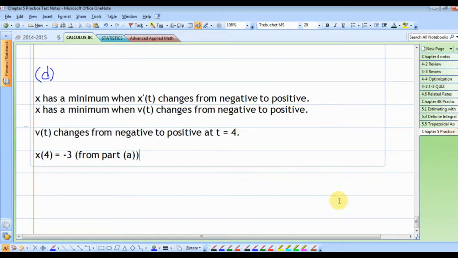That's it. All right, did we find the coordinate of the relative minimum? Yeah, we did. What's the coordinate? 4, -3. Did we explain why it's a minimum? Yeah, it changes from negative to positive. Because v is changing from negative to positive. Because x prime is changing from negative to positive. Are we done? Part E.